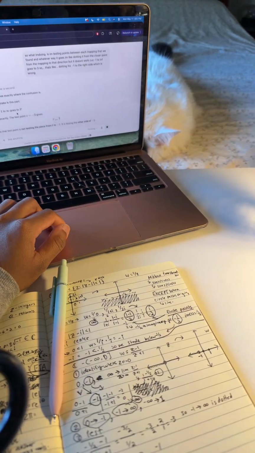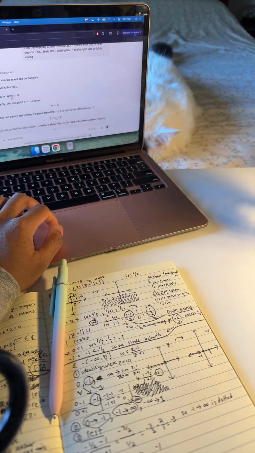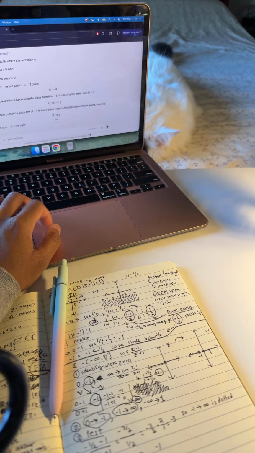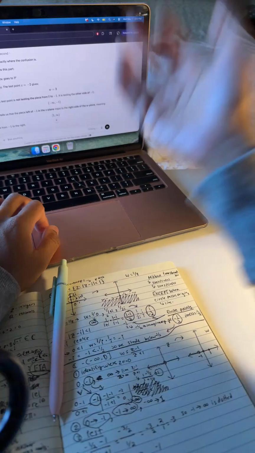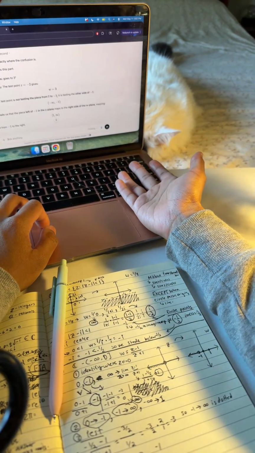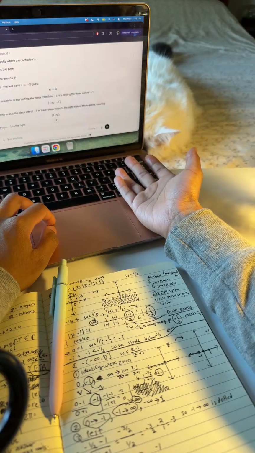It's exactly what the confusion is. Negative 1 to infinity goes to 3, not exactly. A test point negative 2 gives W equals 3, but the test point is not testing the piece from 0 to negative 1. It's testing the other side of negative 1. I know it's not from 0 to negative 1. It's testing that other side, negative 1 to infinity.